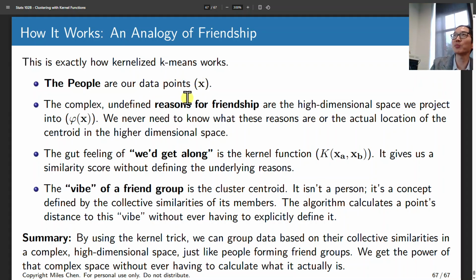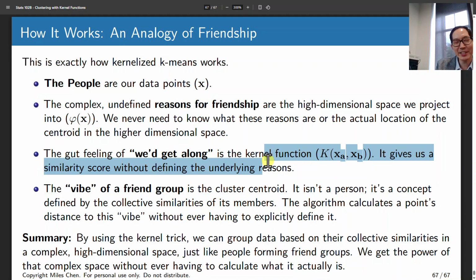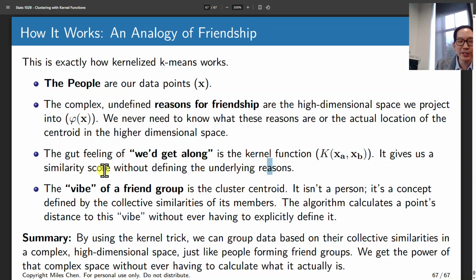The people would be like our data points, and this reasons for friendship is like this high dimensional space that we can't fully define, like how do you define what a person is and their personality, and all of these different interests and history and stuff. But we don't actually need to know that higher dimensional space. Instead, we have this measure of similarity that exists in our local space. And again, not a perfect analogy, right? It gives us a similarity score without figuring out the underlying reasons.